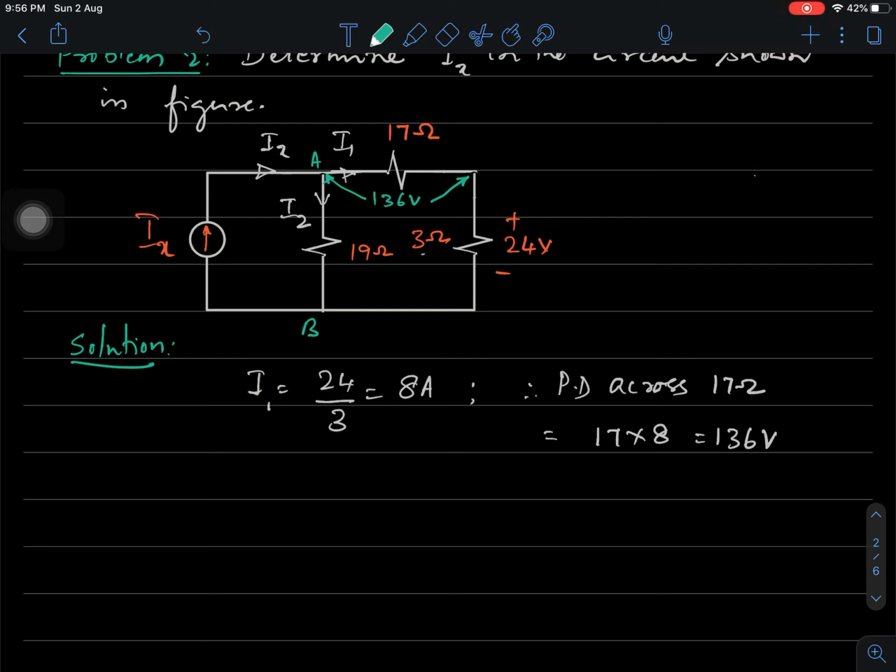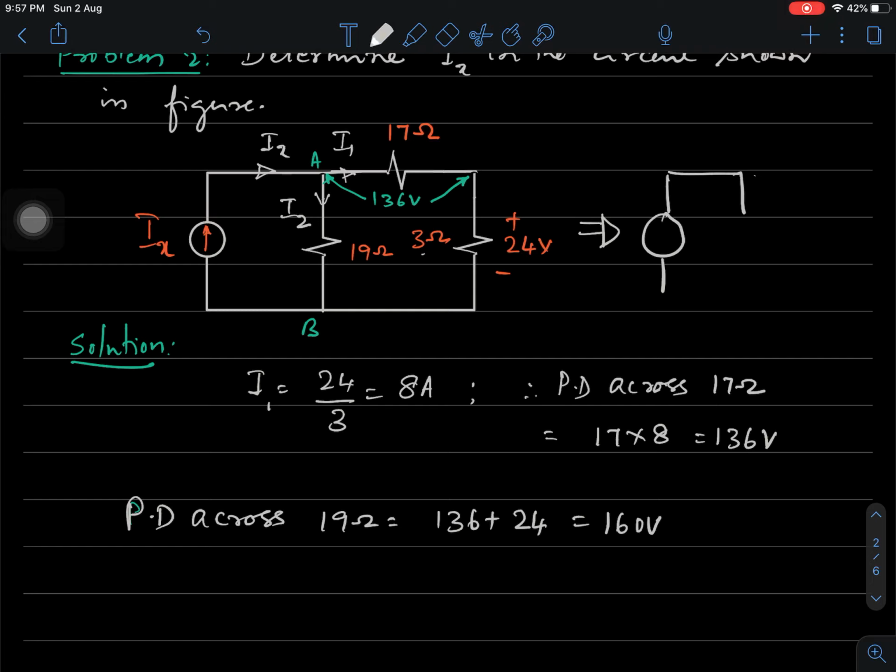Now, what is the potential difference across 19 ohms? The potential difference across 19 ohms is simply 136 plus 24. This is 160 volts. Clear? It is like this. The same network can be written in this manner, isn't it?